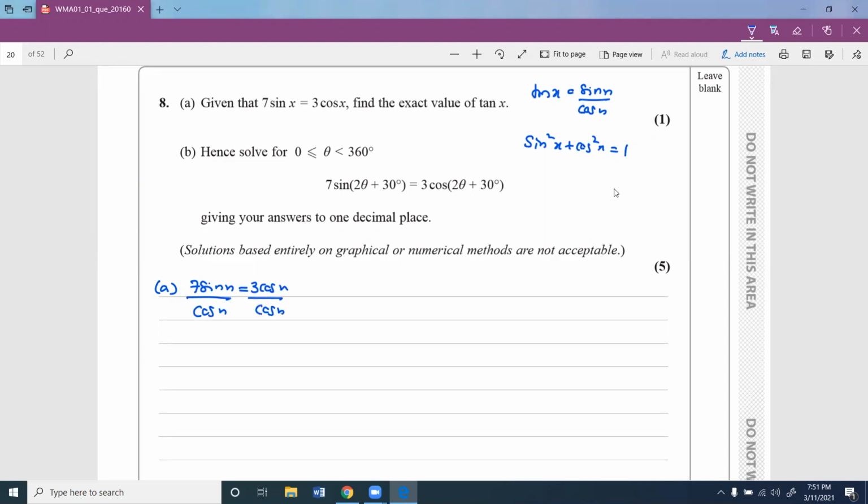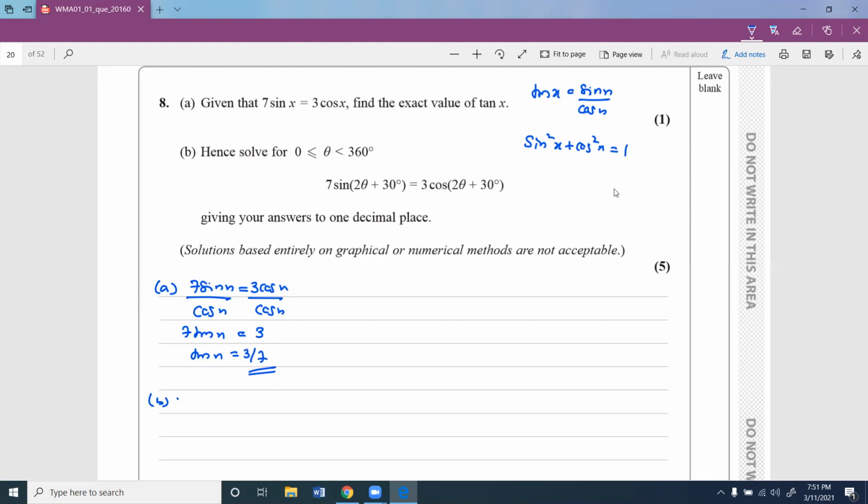Then you can say 7 tan x equals 3, since cos x gets cancelled. Then tan x equals 3 over 7. This is the first answer. Then part B: hence, using this answer, you have to find the solution. You can see the same question over here, repeated with 2 theta plus 30.